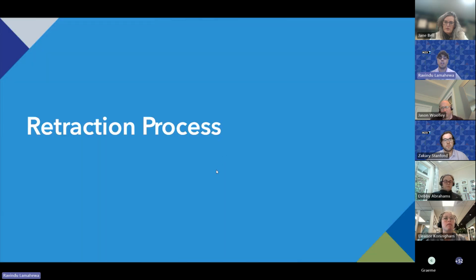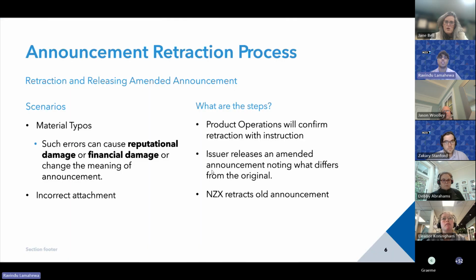The next part I will go on to is the retraction process. The retraction process is something that is pretty common in what we do. The reason why it would occur, for example, is a material typo. Say for example you have an allotment that you're releasing, and the allotment stated in the text of your announcement is completely different from what's attached, or any errors that can cause reputational damage or financial damage.